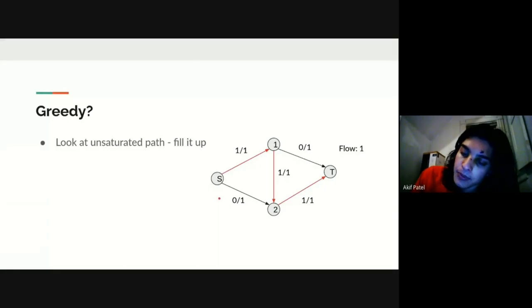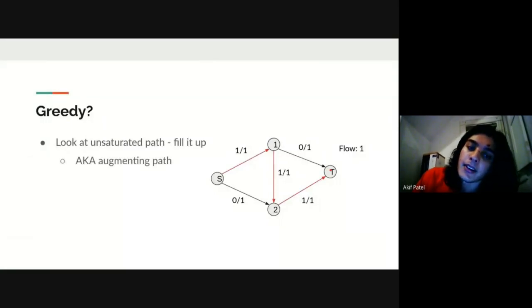For example, here there are no unsaturated paths right now. But if all the flows were currently zero, you could think of going from here, here, here, if these were zero, right? And you could look at a path that has some empty capacity left in every edge from the source to the sink, and just increment it, add flow to it.